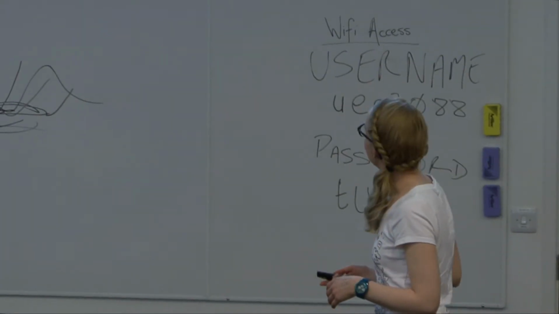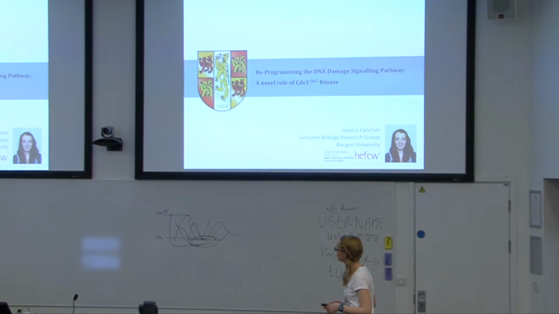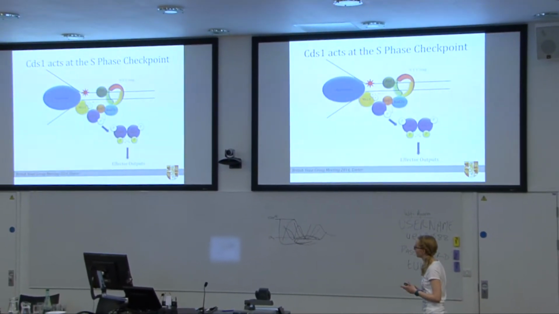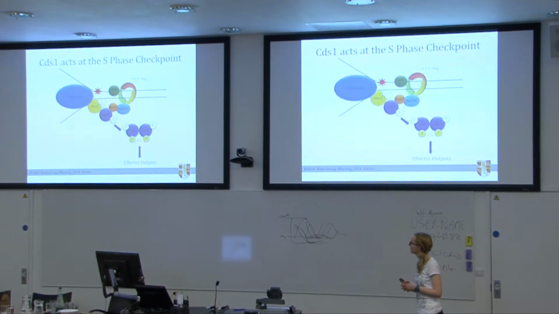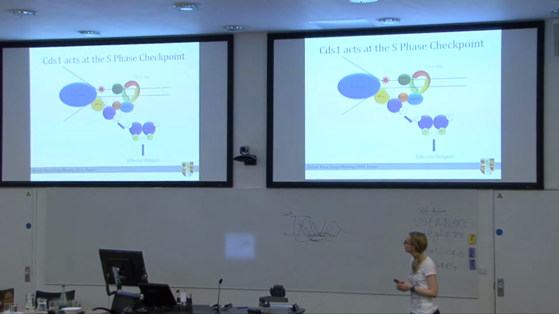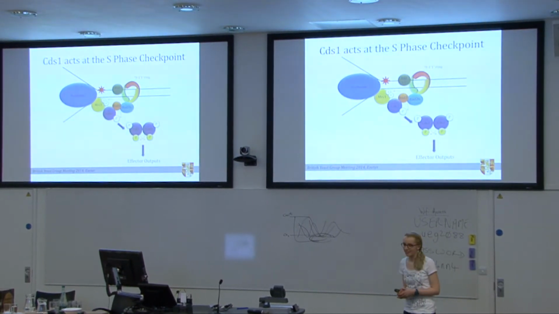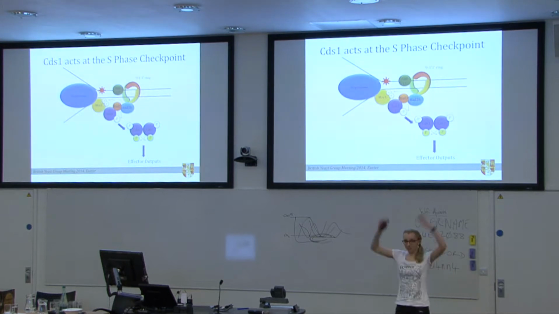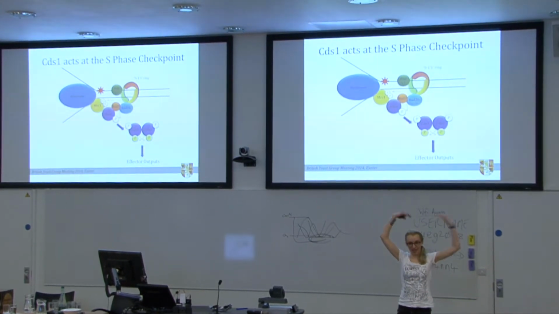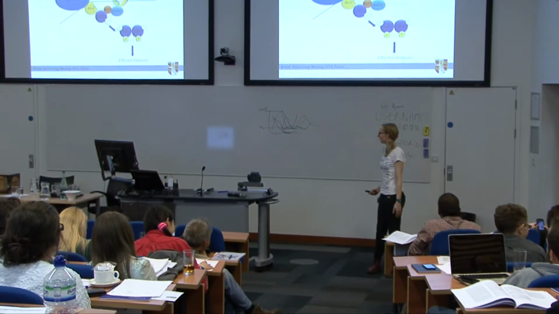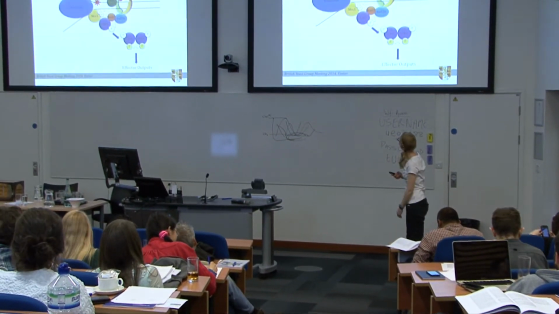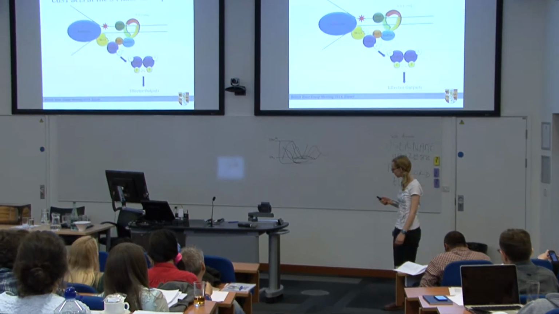So I'm going to be talking about Cds1 today. Cds1 stands for checking DNA synthesis 1, and acts at the S phase checkpoint. During S phase, the DNA is being replicated. So the replication fork is travelling along, and then if it encounters a problem, it stops, and then we get recruitment of these replication checkpoint proteins.